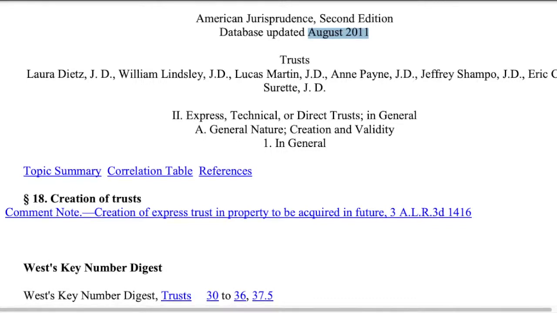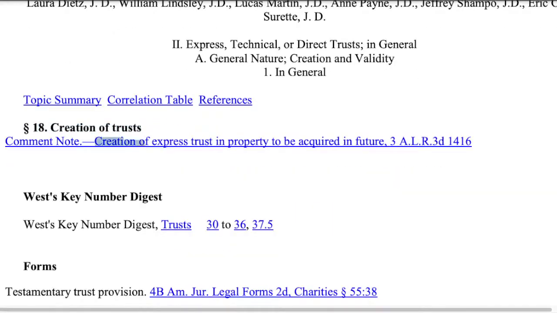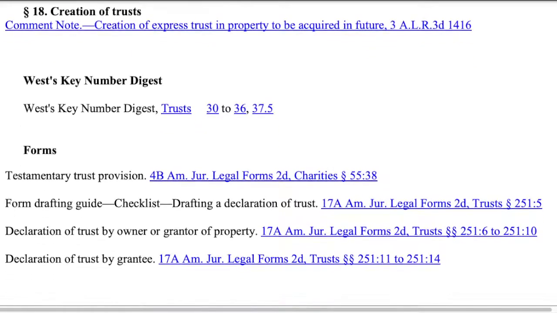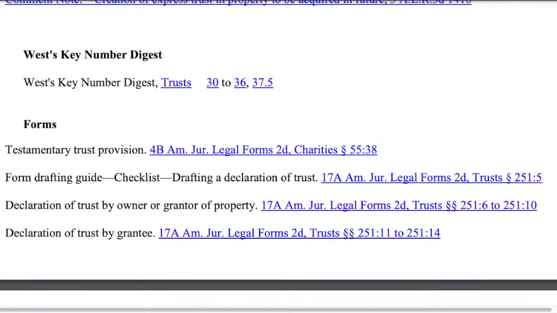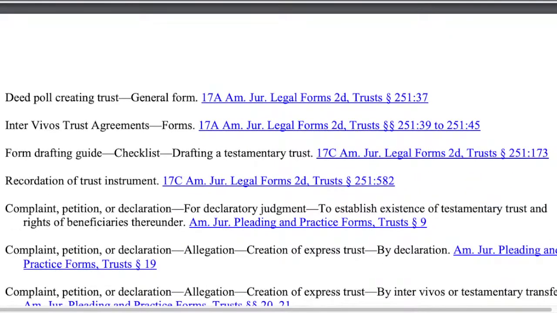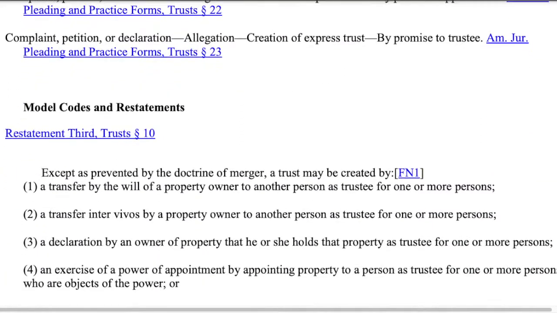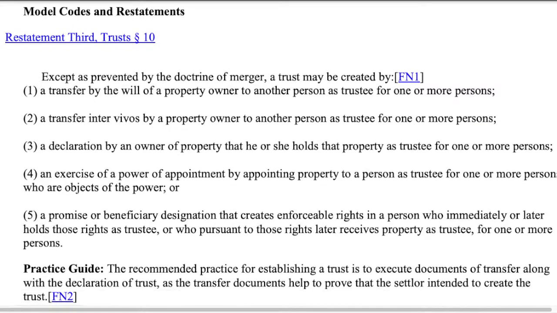All right, let's continue. So today we're going over starting at section 18 on the creation of trust. Comment note, creation of express trust in property to be acquired in the future is referenced in this volume here. We have some forms that we would also be able to reference here, but we're going to get right down to the meat of it. So you have deed pool creating trust, inter vivos trust agreements, form drafting guide. The good thing about American Jurisprudence is they give you everything you need to do involving practicing law.